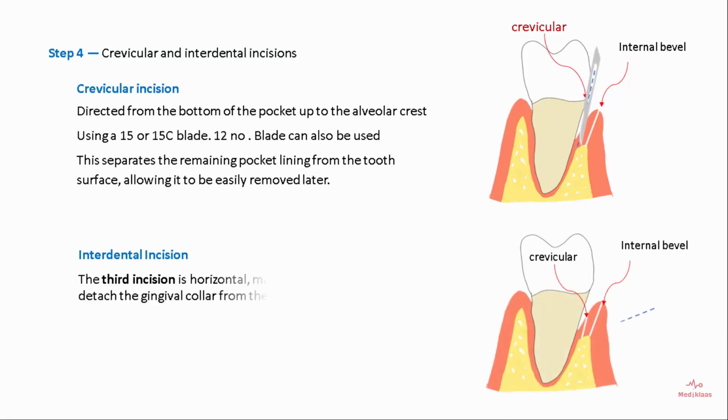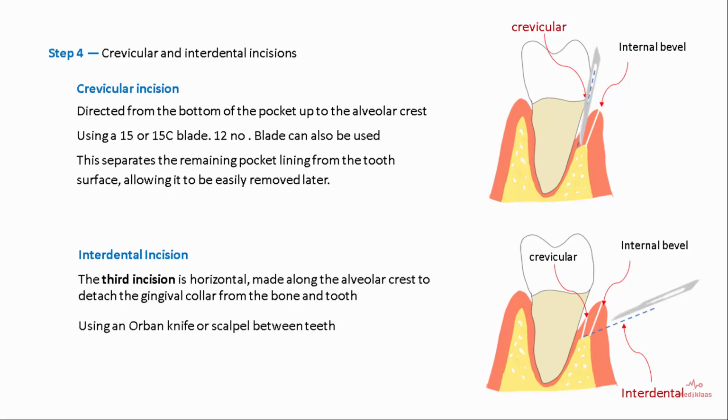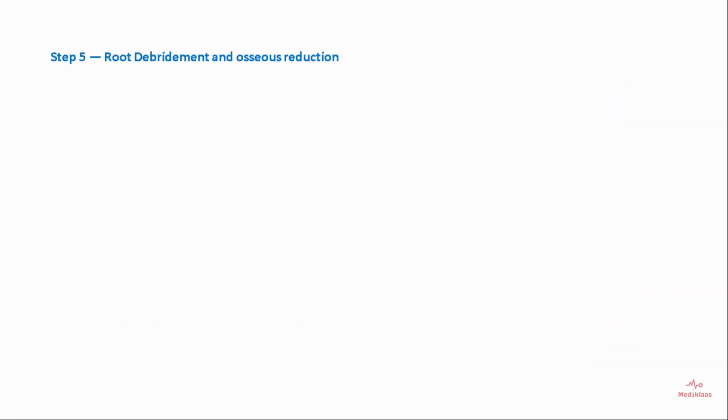Interdental incision is the third incision, which is made in horizontal direction along the alveolar crest to detach the gingival collar from the bone and the tooth. An Orban's knife or a scalpel can be used between the teeth. At this point, the collar of inflamed tissue is completely excised.